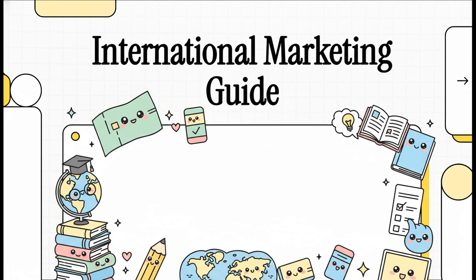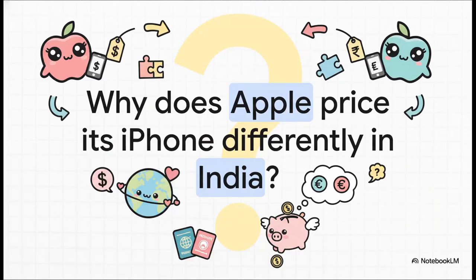Let's get started. So first, let's kick things off with a little puzzle that really gets to the core of what we're talking about today. Why does a company like Apple, a global giant, design its products in California, but sell an iPhone for a completely different price in India than it does in the US? The answer to that? Well, that's what international marketing is all about.